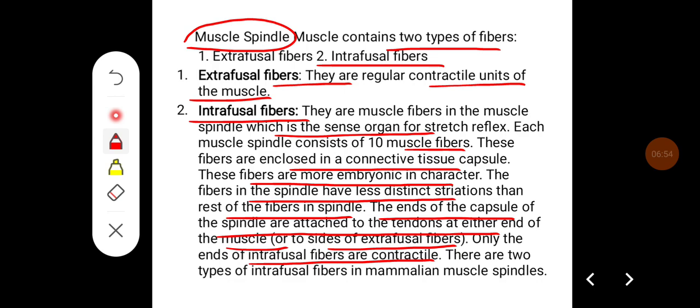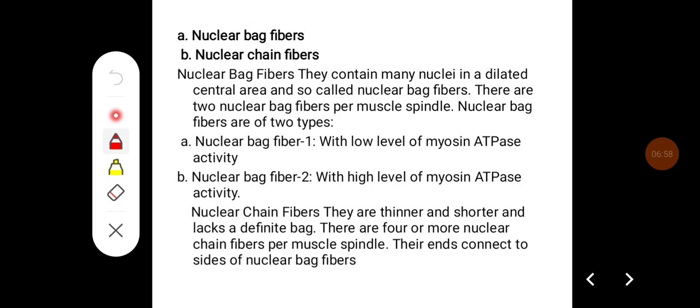There are two types of intrafusal fibers in mammalian muscle spindles. These are called nuclear bag fibers and nuclear chain fibers. Nuclear bag fibers contain many nuclei in a dilated central area, and so they are called nuclear bag fibers. There are two nuclear bag fibers per muscle spindle, and nuclear bag fibers are of two types.